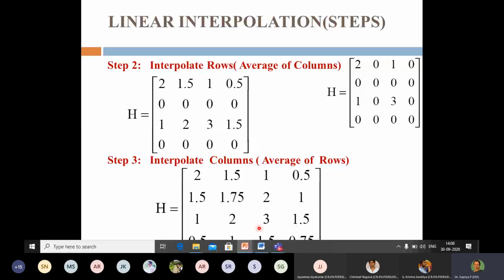The last row is going to be half of the previous row, that is the third row, 0.5. This is 1, this is 1.5, and this is 0.5. So we have got the final answer, which is going to be 2, 1.5, 1, 0.5, 1.5, 1.75, 2, 1, 1, 2, 3, 1.5, 0.5, 1, 1.5 and 0.75. So the rows have been averaged, the columns have been averaged, zero interpolation has also taken place. As a result, the solution has been got.